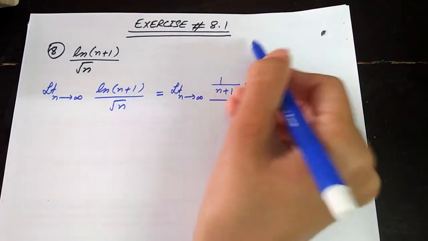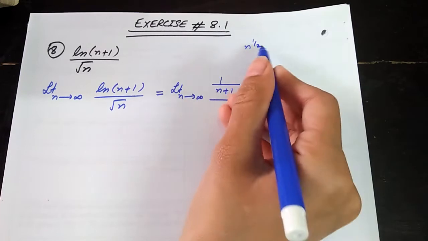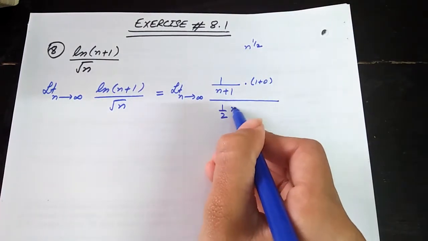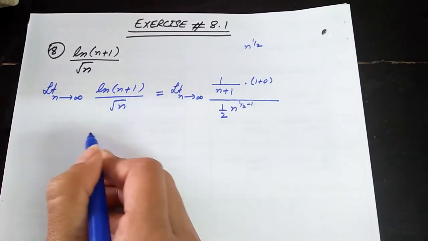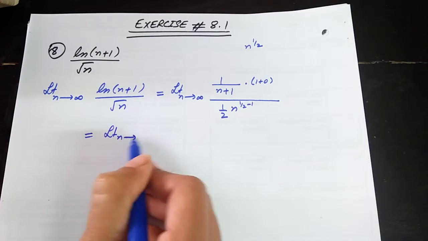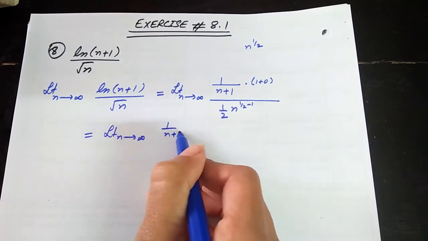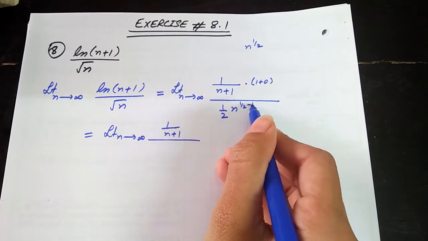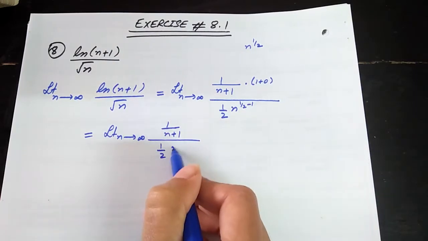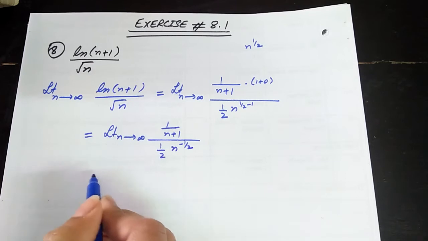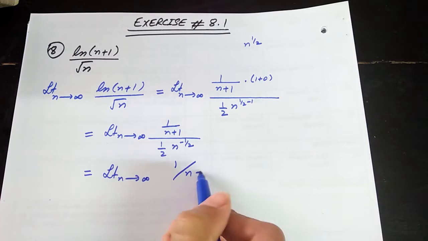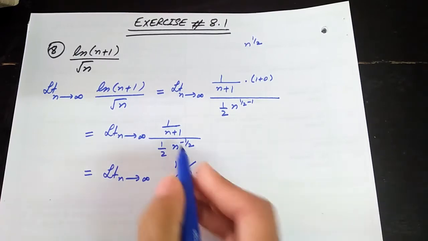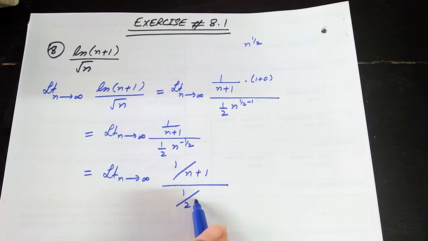divided by the derivative of the denominator. The denominator is n raised to power 1 by 2. Its derivative will be the power coming down and the power minus 1. This will be equal to the limit as n approaches infinity of 1 over n plus 1, divided by 1 by 2 n raised to power minus half. This will be equal to the limit as n approaches infinity of 1 over n plus 1, divided by 1 over 2 root n.